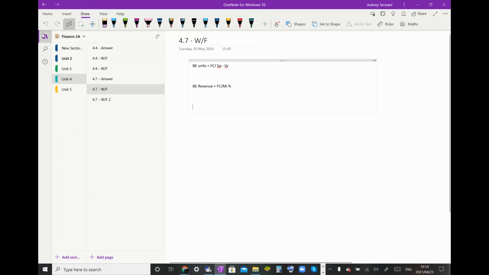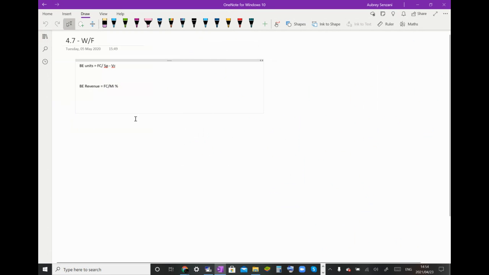Okay, 4.7. Basically, if we look at the required, they're saying calculate the break-even point in units for both opportunities. Then they say calculate the break-even point in sales revenue. Then finally they say construct a CVP cost volume profit graph for each of the two opportunities. Round all final answers to the nearest 1 rand.